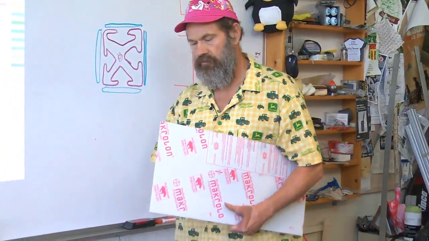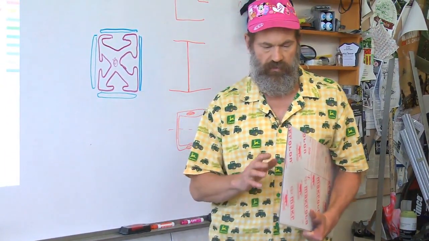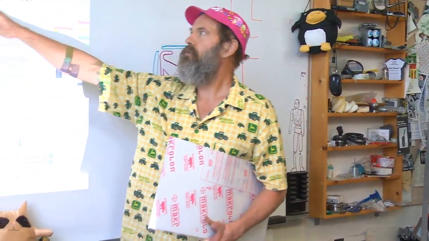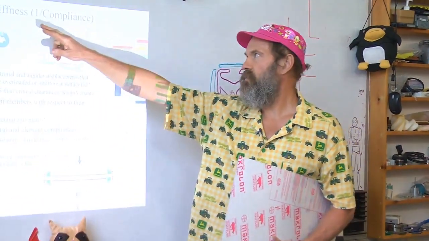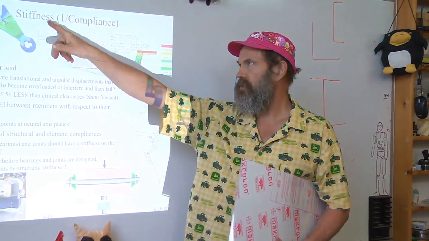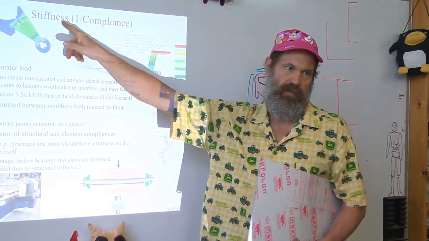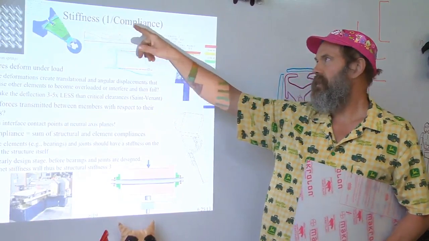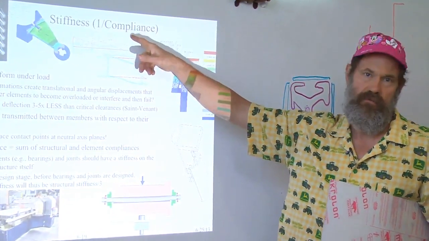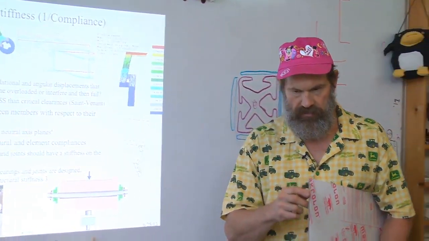Now, let's explore some of the things you can do with shapes for achieving either stiffness or compliance. And remember, stiffness is 1 over compliance. Stiffness is given as, for example, newtons per meter, and compliance is given as meters per newton. Here is some plastic, a sheet, it's just a normal plexiglass, very, very compliant.